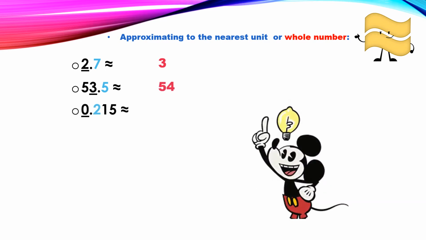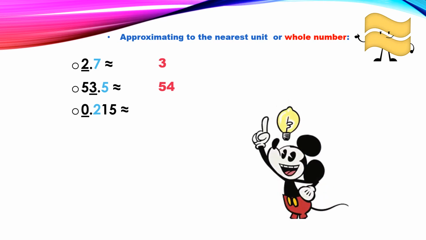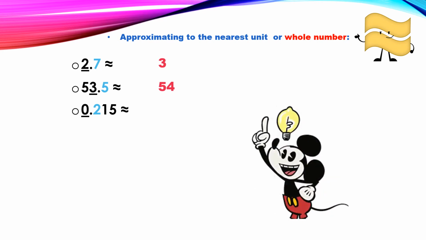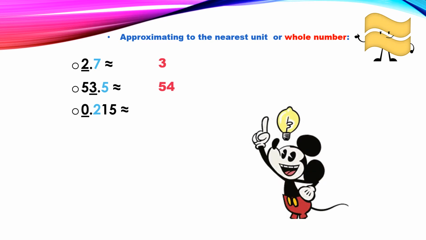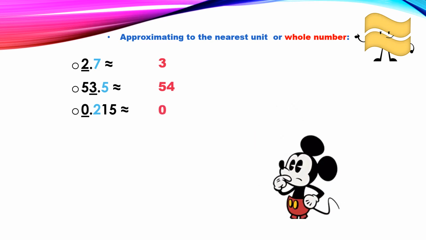Another question. 215 thousandths. Here I don't have a digit in the unit place, but I have 0. Underline 0 and take the digit before it. What is the digit before it? Very good, it's 2. 2, poor or rich? It's poor, so the answer will be 0.